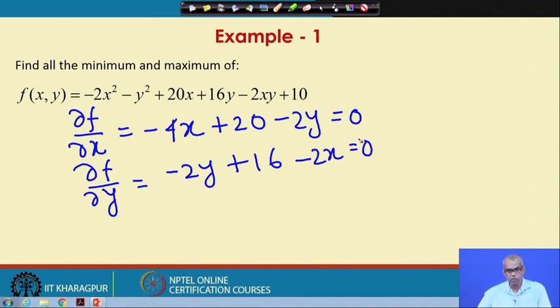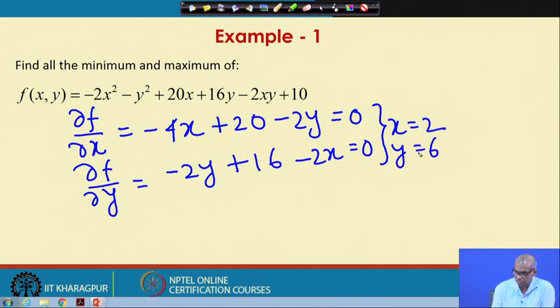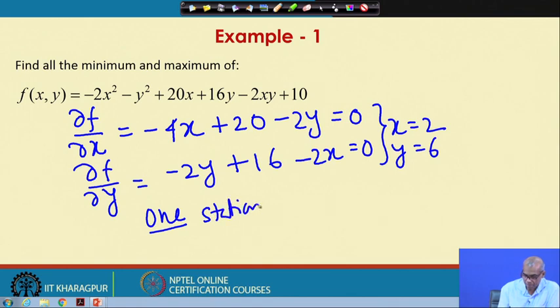You can solve these two equations simultaneously. In fact, you can easily solve. You just subtract the second equation from the first one and you will get x equal to 2 and y equal to 6. So, there is a single stationary point at 2, 6.